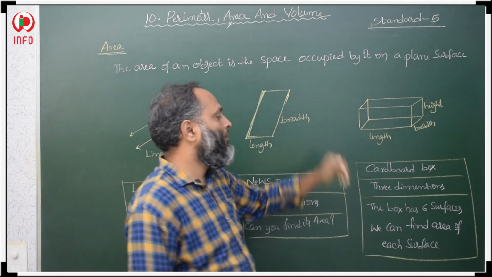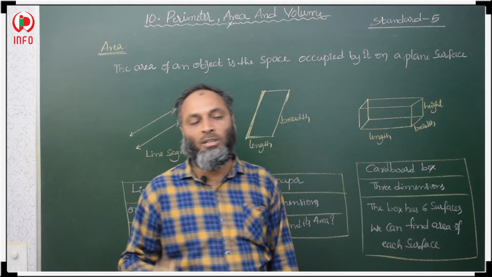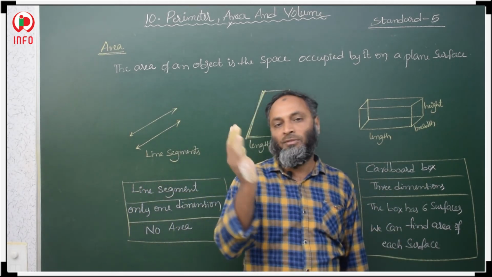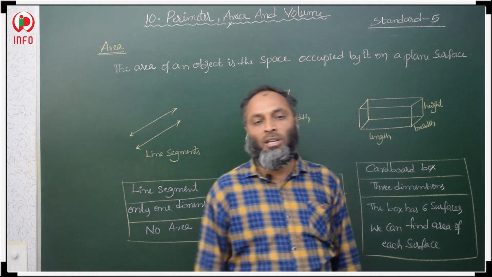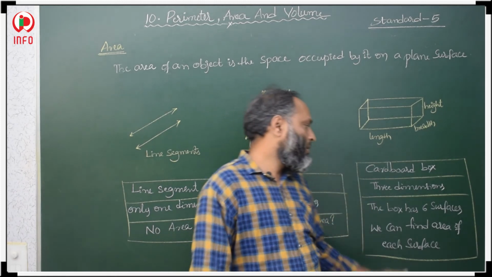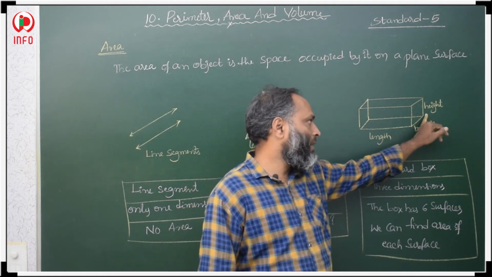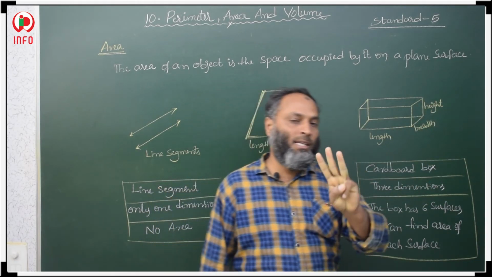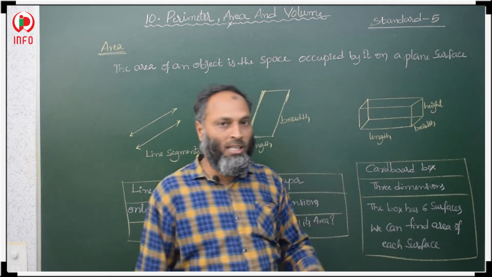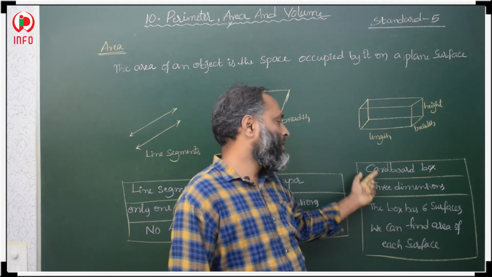Now this is a cardboard box. A cardboard box has 6 faces, 4 surrounding faces and the top and bottom. So all 6 faces make it 3 dimensional. One is the length, the other is the breadth, and the third is the height. Length, breadth and height. So this is 3 dimensional.